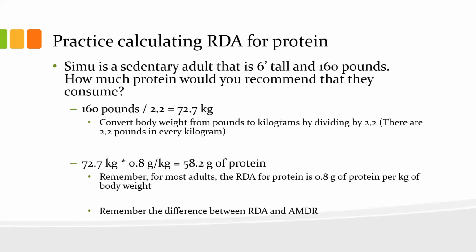Okay, so let's practice calculating the RDA for protein. Simu is a sedentary adult that is 6 foot tall and 160 pounds. The question says, how much protein would you recommend that they consume? So if we're going to do that, we're going to have to multiply the body weight in kilograms by 0.8 grams. In order to get to kilograms from pounds, you divide by 2.2. So 160 pounds is really 72.7 kilograms. And then all you have to do is multiply that by 0.8 grams per kilogram, and you find it's 58.2 grams of protein for this person.